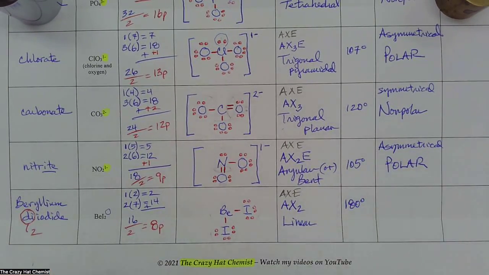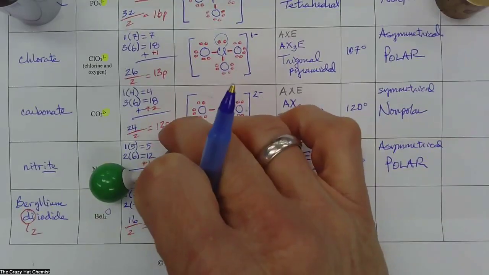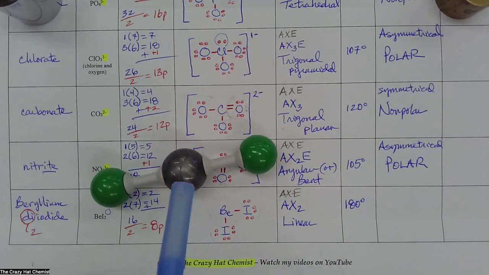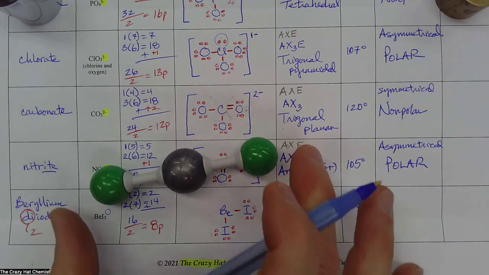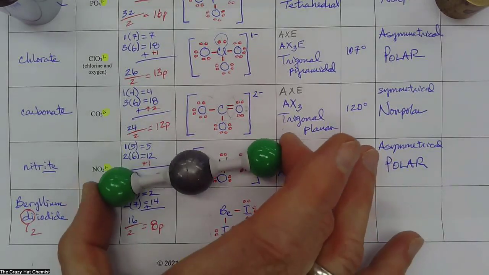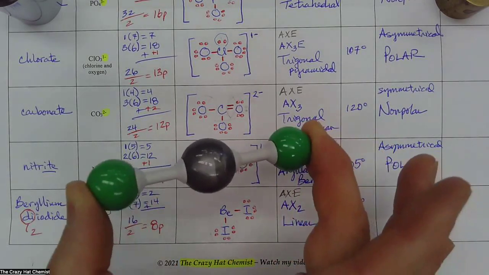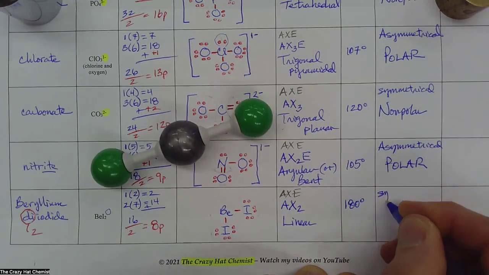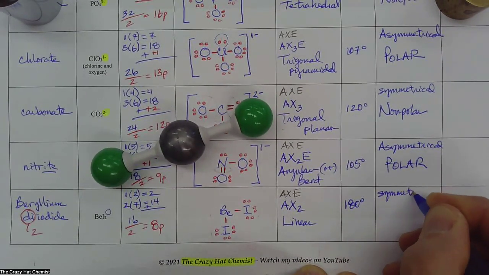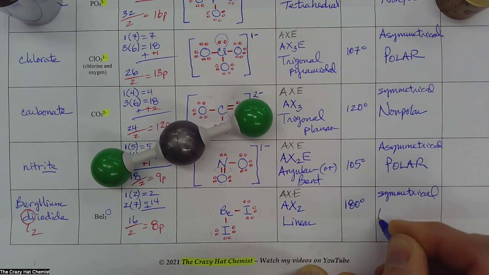And now we're going to build that model, and here is that model right there. That is the beryllium. These are the 2 iodines, and these are single bonds. And the question is, I'm going to touch the things on the outside. Are they the same or different? Well, they are the same. That is symmetrical. And that means nonpolar.